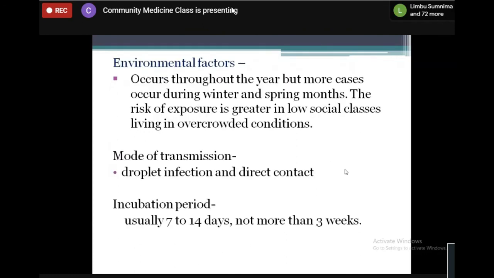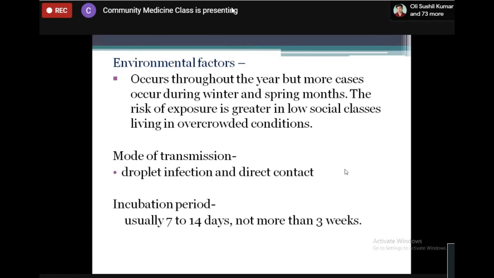The environmental factors: this disease occurs throughout the year, but more cases occur during winter and spring months. The risk of exposure is greater in low social classes living in overcrowded conditions, because they have low nutrition, they are malnourished, and the environmental condition is not so good. So their immunity state is also very poor, that's why.